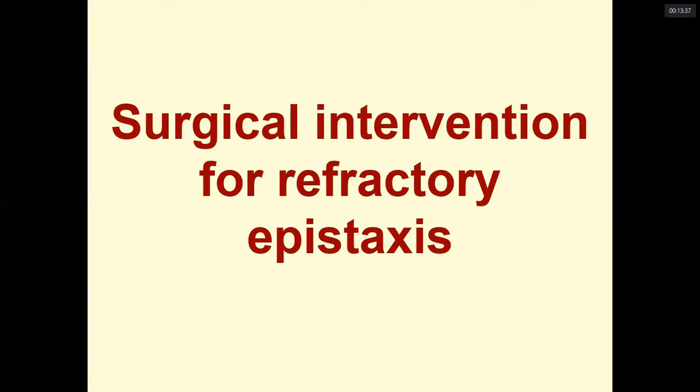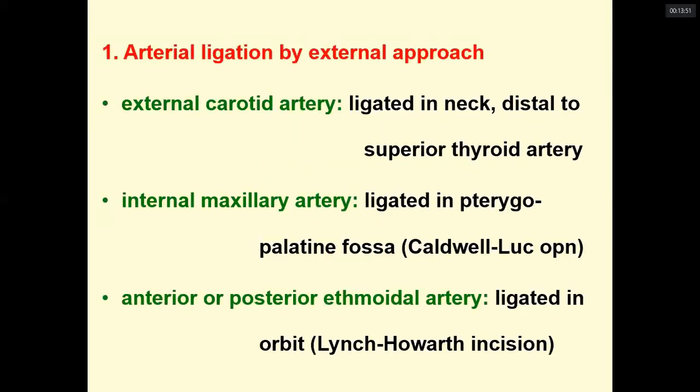Surgical intervention for refractory epistaxis. Usually, most of the time, posterior and anterior packing will control most of the bleeding, but sometimes they cannot get control. So in such cases, we need surgical intervention. What we do here is ligate the arteries. In the first few slides, I showed you the branches of the external carotid artery. Why? Because the source of the bleeding is from there.